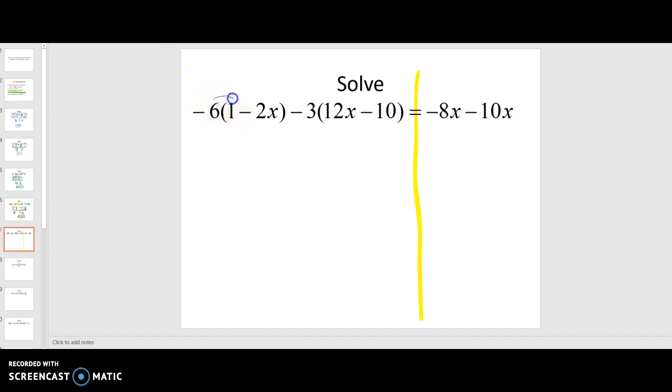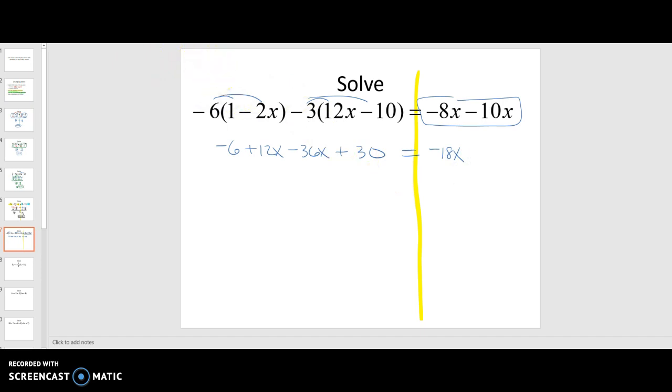So on the left side, I'm going to go ahead and distribute the negative 6, and I'm going to distribute the negative 3. So I get negative 6 times 1, negative 6. Negative 6 times negative 2x is plus 12x. Negative 3 times 12x is negative 36x. Negative 3 times negative 10 is positive 30, so plus 30 equals. On this side, I'm just going to go ahead and combine like terms to get negative 18x.